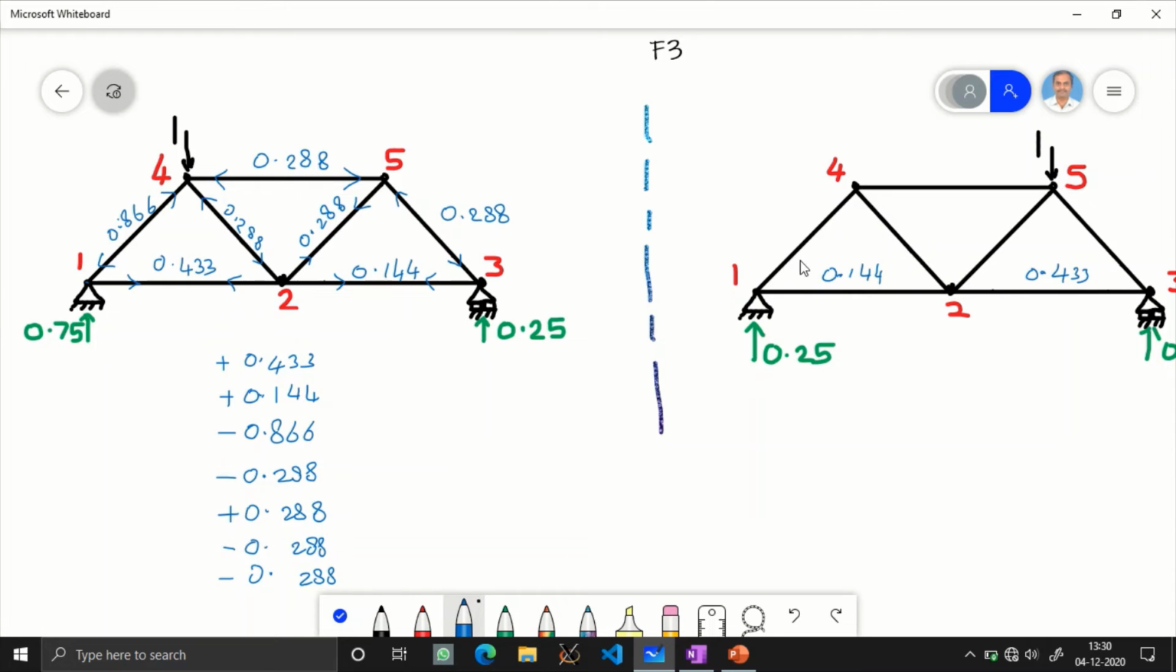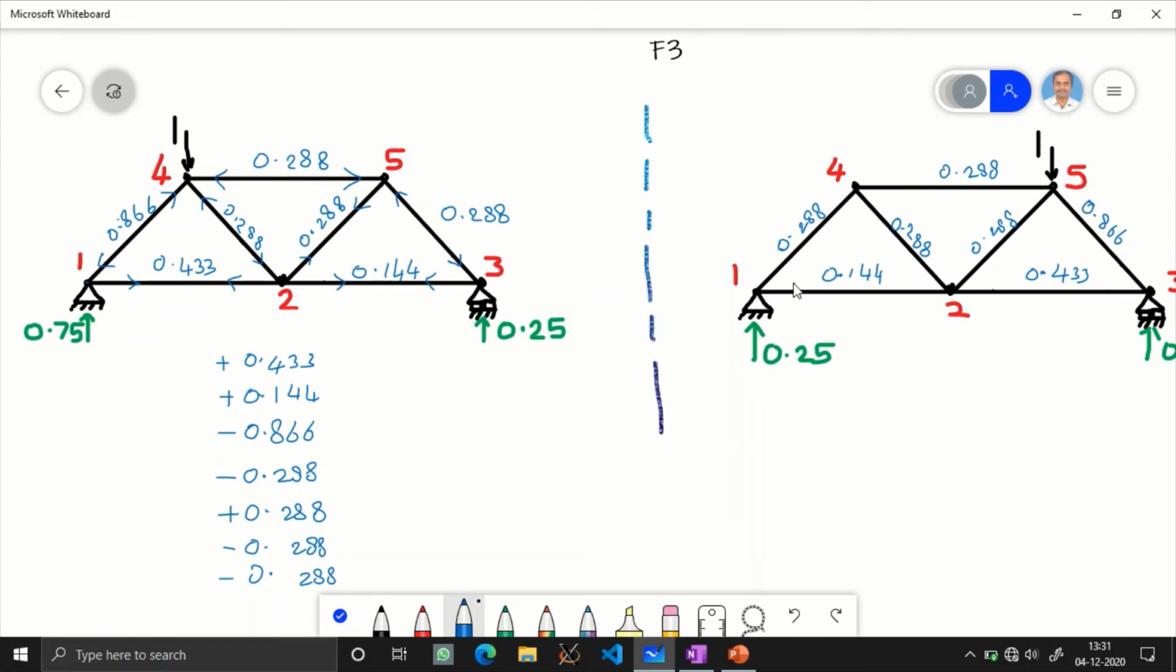and this force is 0.288, and this is also 0.288. Here also it is 0.288, top chord also it is 0.288, and the inclined member away from the mirror is 0.866, so here it will be 0.866, and the signs will be remaining the same.